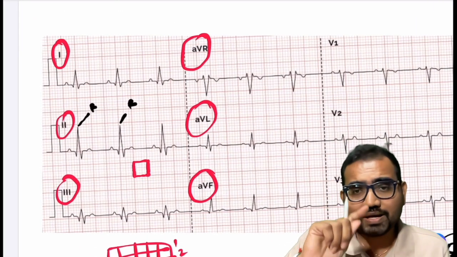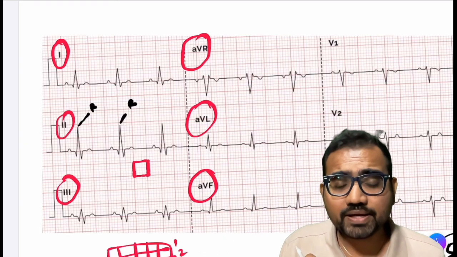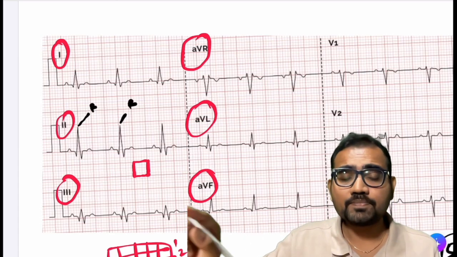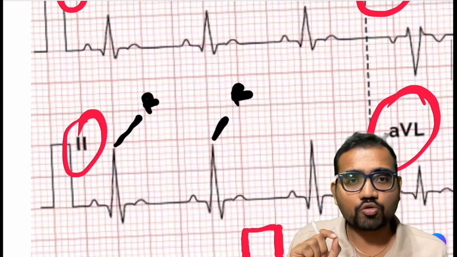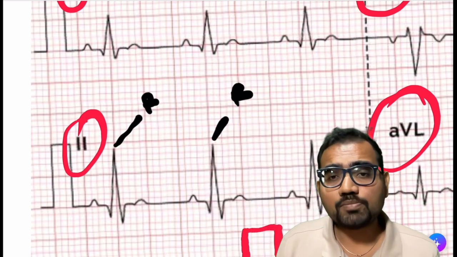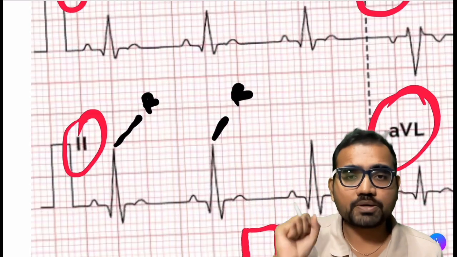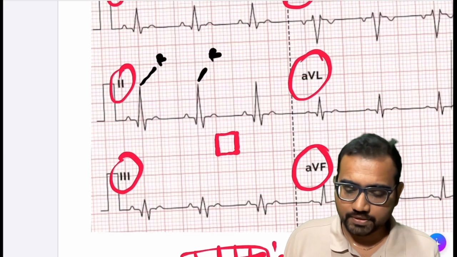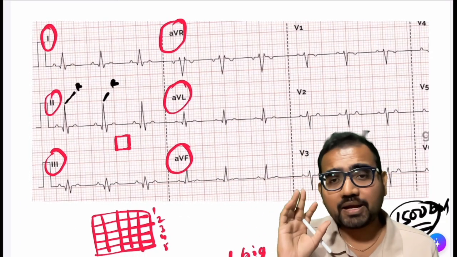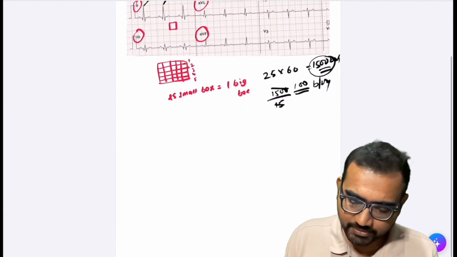One R to another R is one heartbeat. So how to measure? I'm calculating the number of small boxes present between one R to another R, a single line. So I see 15 small boxes from one R to another R. I'm dividing 1500, the total number of small boxes, by 15. So approximately 100 beats per minute. This is how you calculate it from an ECG. I'll show you a small abnormality in the next ECG image.